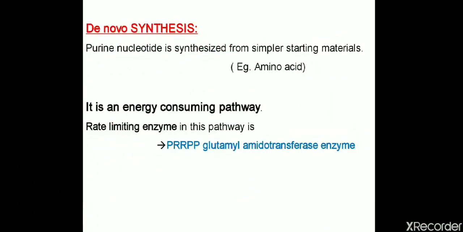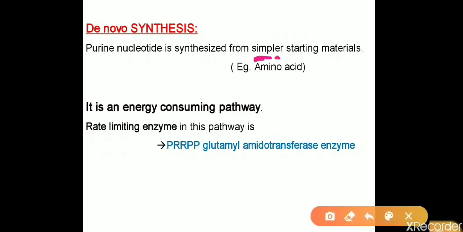Let's come to de novo synthesis. What is de novo synthesis? In de novo synthesis, a purine nucleotide is synthesized from precursor molecules. What are the precursor molecules? One is the purine base, second is a pentose sugar, and third is a phosphate group. The different atoms of the purine base are contributed by different amino acids. That synthetic pathway is known as de novo biosynthesis.